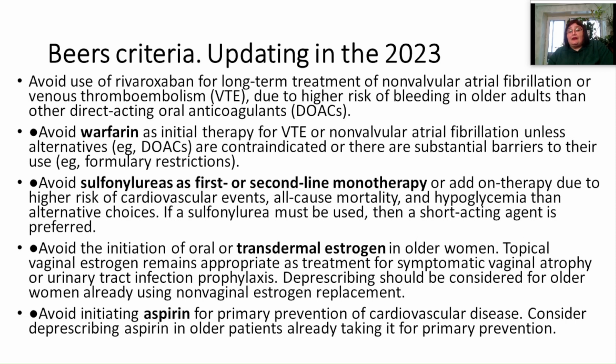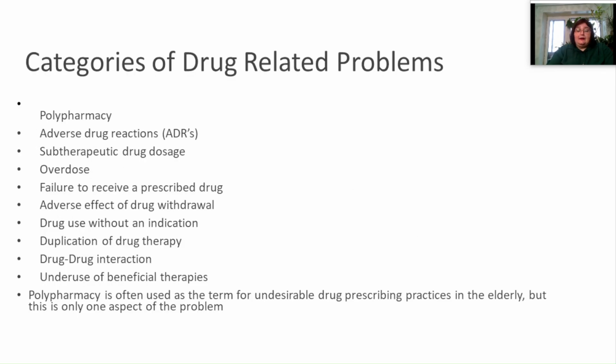Prescribing should be considered for all women already using non-vaginal estrogen replacement. Avoid initiation of aspirin for primary prevention of cardiovascular disease. Consider deprescribing aspirin for all patients already taking it for primary prevention. And you see, if we assume an older patient, what drug-related problems may occur.